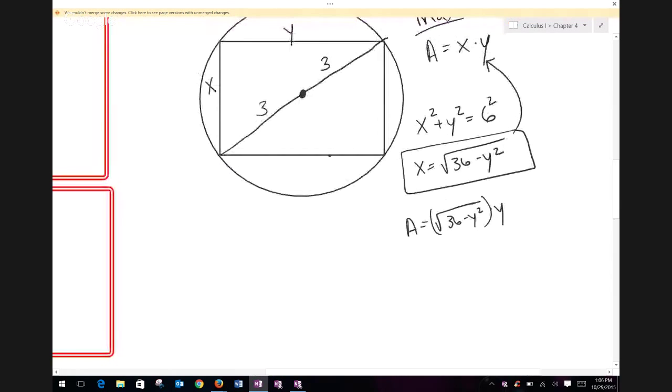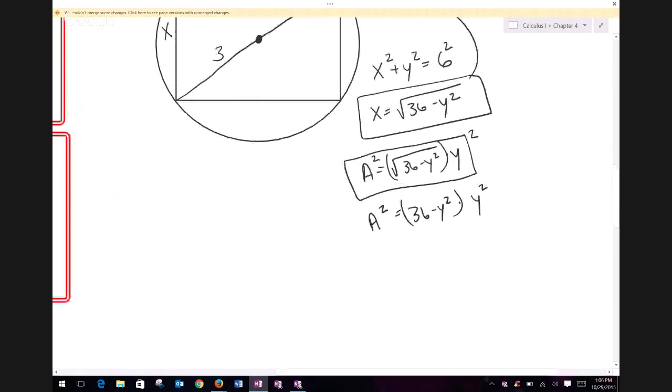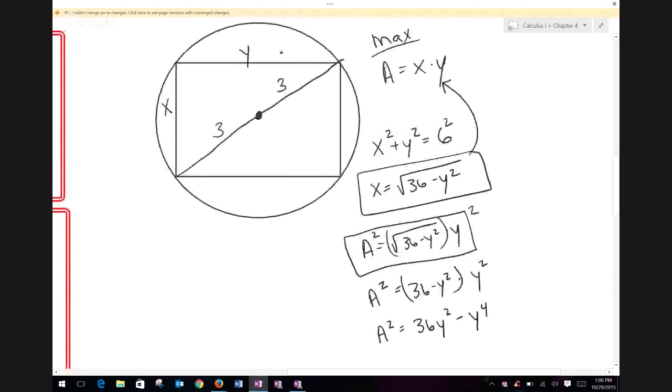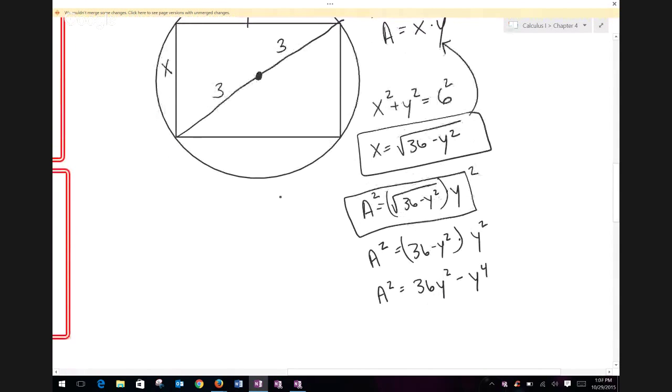Now this equation is kind of ugly to differentiate. So instead of dealing with this area equation, I'm going to square both sides. So the area squared is 36 minus y squared times y squared, so the area squared is going to be 36y squared minus y to the 4th. I'd like to maximize the area function, but I can also maximize the area squared. And the maximum of area squared is going to be the maximum of just area.